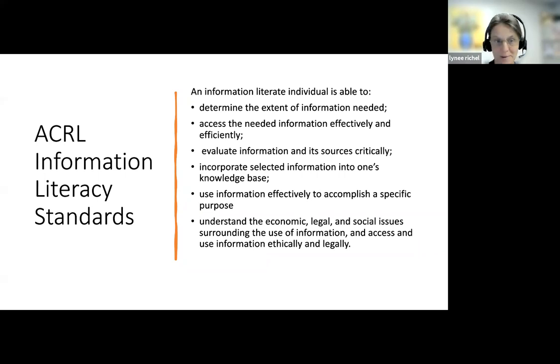incorporate selected information into their knowledge base. Again, this happens in the final product, in the early drafts and the outlines and later final versions of their research paper, using that information effectively to finish that research paper, that critical research, critical literature criticism paper, and a little bit understanding the economic, legal, and social issues surrounding the use of information and using it ethically. And what we emphasize in the library visit is to make sure that sources are cited and that they collect all of the information to create a strong citation.